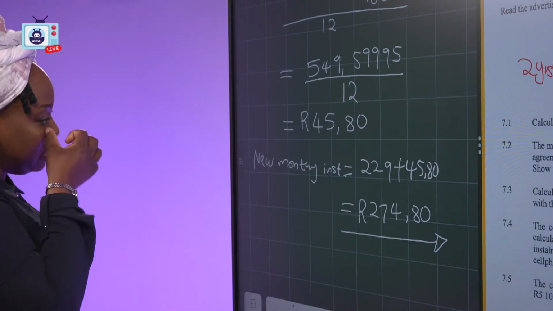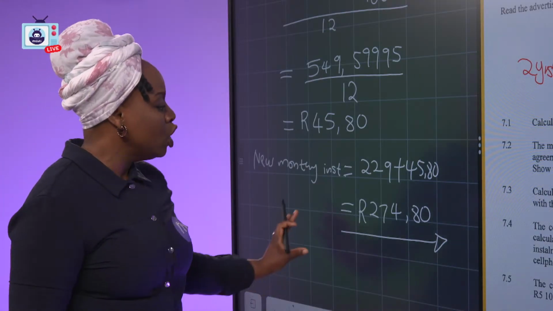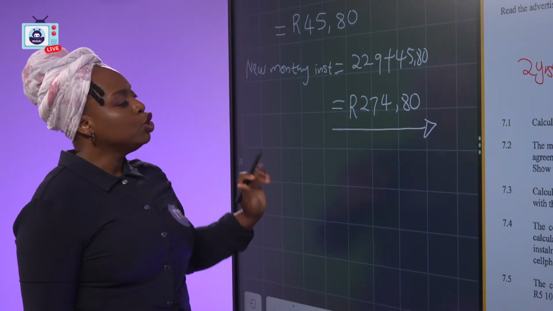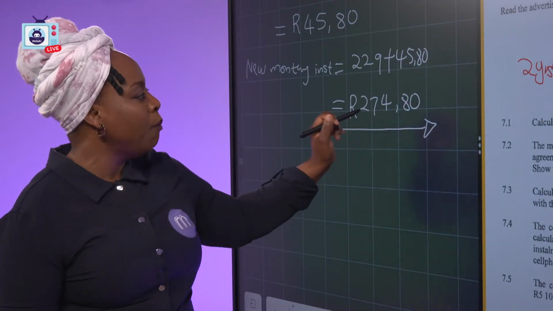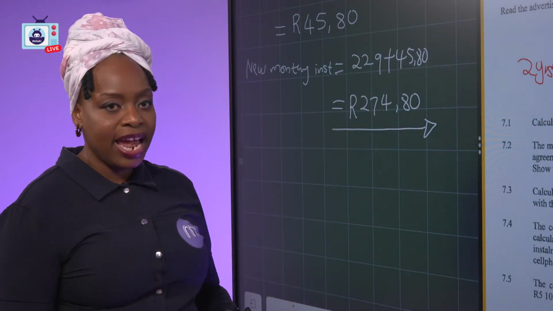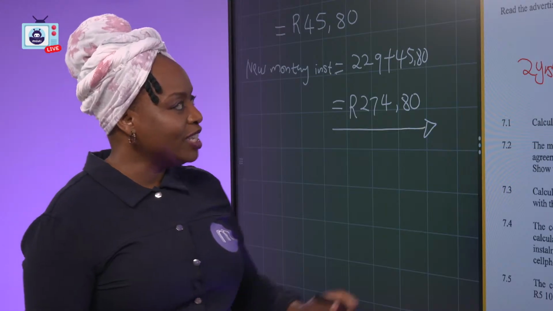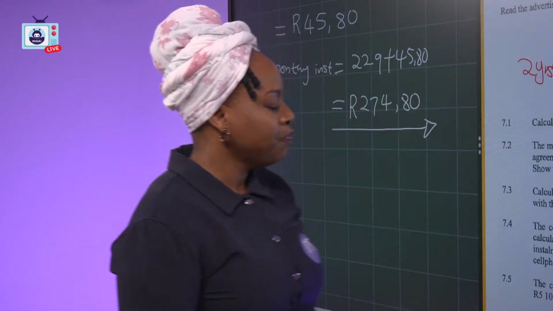So that means that you're going to be paying 274 rand and 80 cents. All right. I hope you guys have got that or captured it properly.